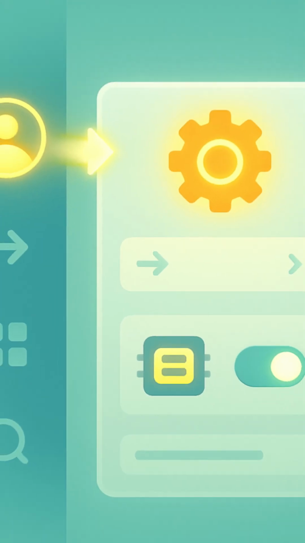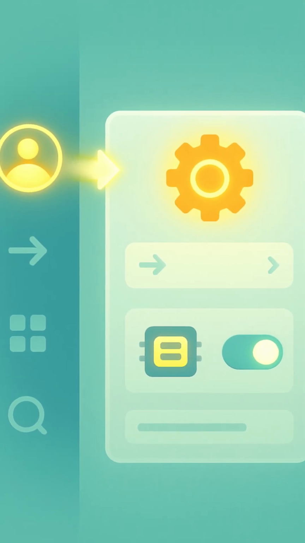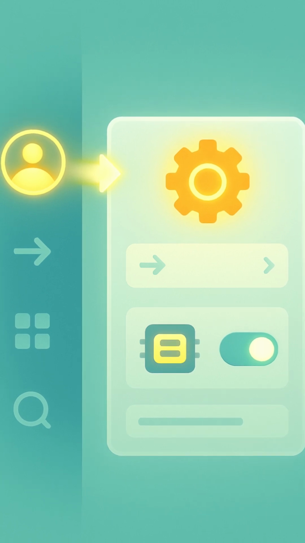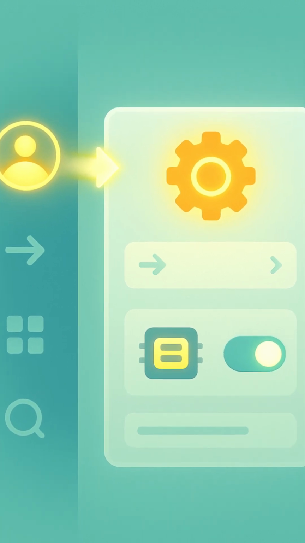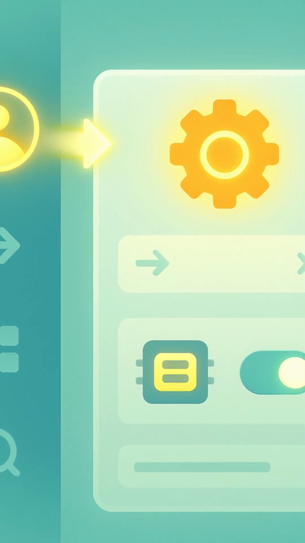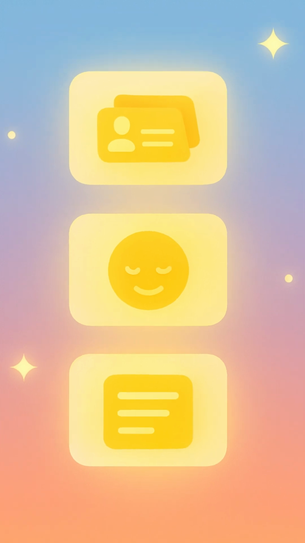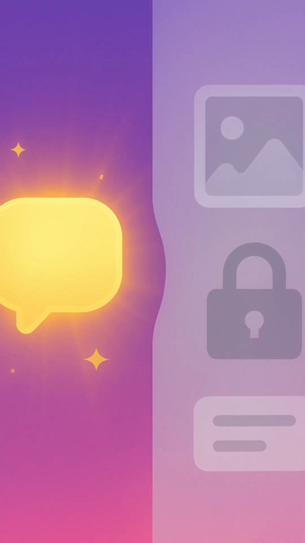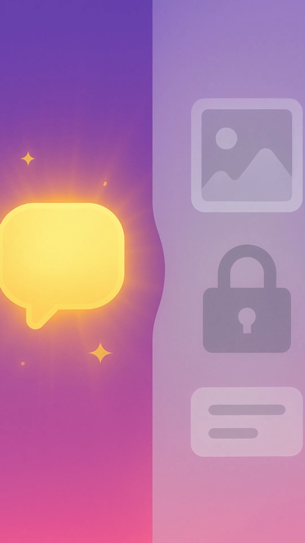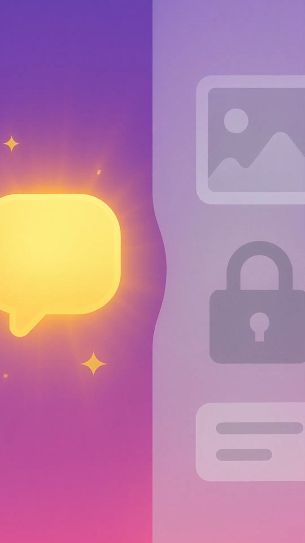To find your memory settings, click your profile icon. Then choose Settings. Inside Settings, go to the Personalization tab. There, you'll find the Memory section, where you can turn memory on or off and manage what it remembers. It remembers things like your name, your favorite writing style, and goals you've shared. This makes chats more personal and saves you from repeating yourself. But it doesn't remember your photos, your files, or anything outside the chat. It's focused only on what you've typed and what you've agreed to let it keep.